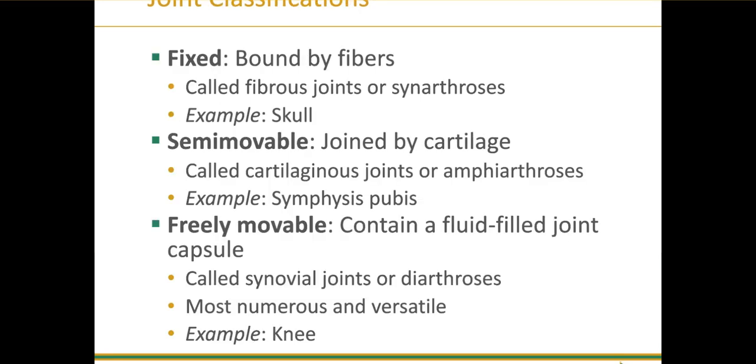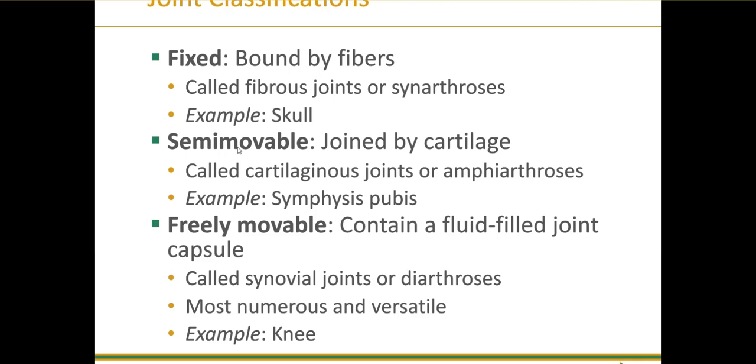So the different classifications are fixed, semi-movable, and freely movable. Fixed are bound by fibers. These are called fibrous joints. So that is an example of a suture joint that was used in the adult skull that we talked about, and that keeps the bones in the skull knitted together.